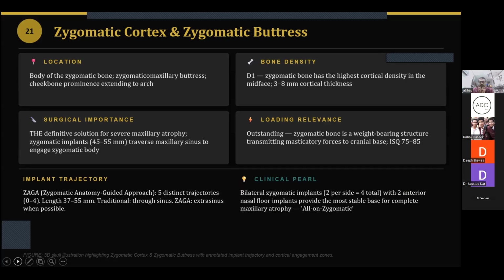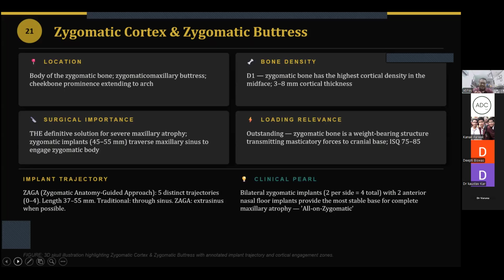When you engage your implants in the zygomatic cortical, you take most of the pressure. Most of the occlusal forces that are directed towards the maxilla, they are directed towards the zygomatic if you have given zygomatic implants. In some cases, you might need to give two implants on each side. There is a concept called ZAGA, zygomatic anatomy guided approach. There are different trajectories, different lengths from which you can engage the zygomatic cortex. But when you do zygomatic engagement, you take most of the load away from maxilla.